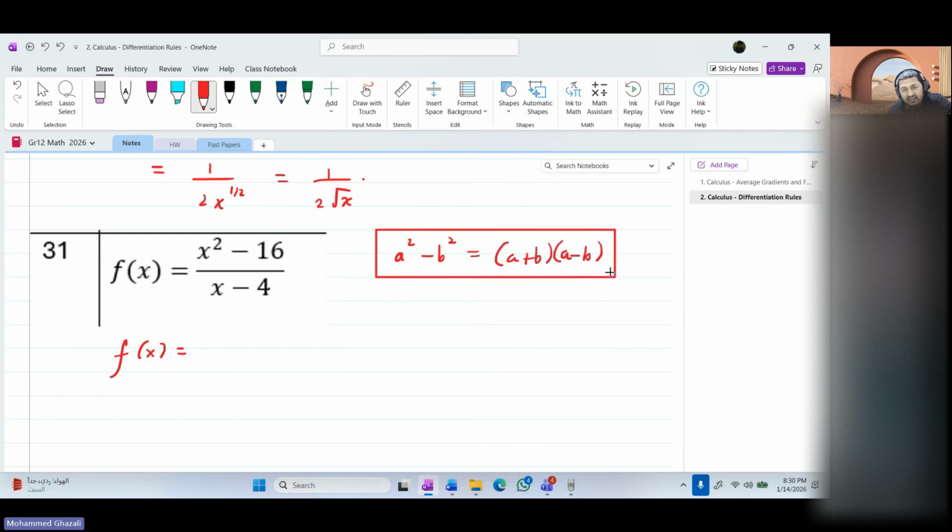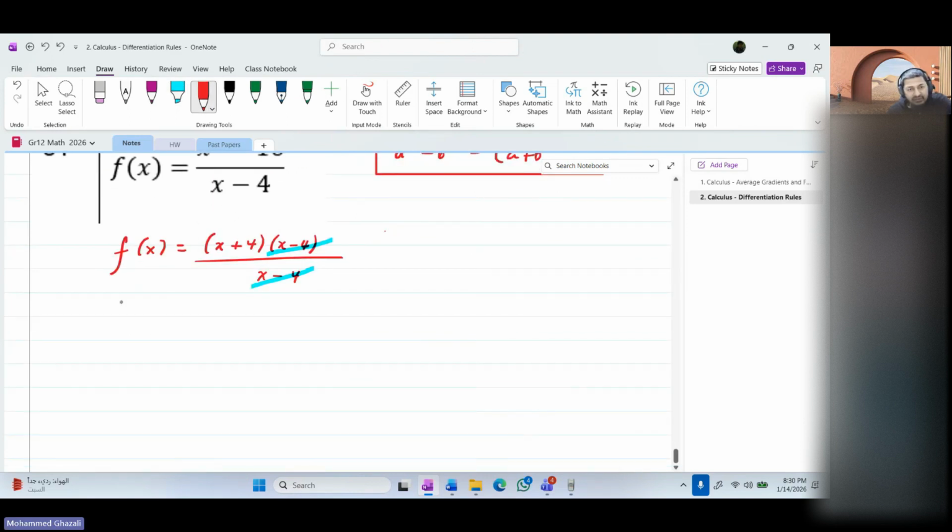So to factorize this, x squared minus 16 is x plus 4, x minus 4, divided by x minus 4. And guess what? We cancel x minus 4 out. And then we say, okay, f of x is equal to x plus 4. That's my answer. But now, what's the derivative of x plus 4? Yes or no? Remember, this is linear. What's the derivative? What's the slope here? This is linear, right?